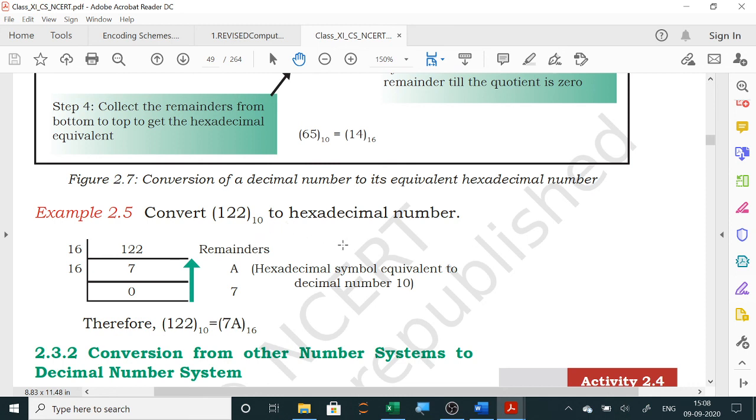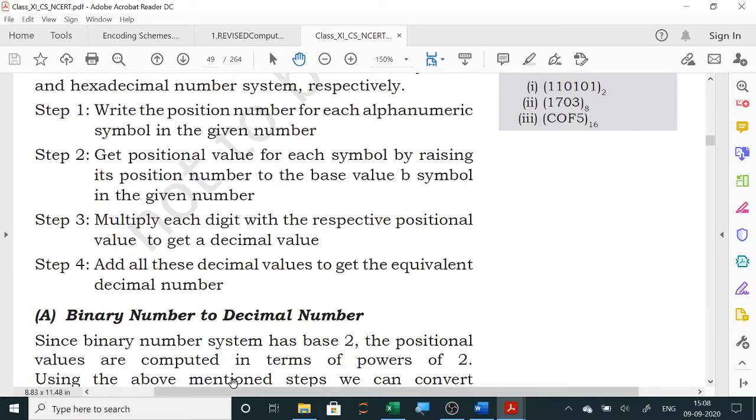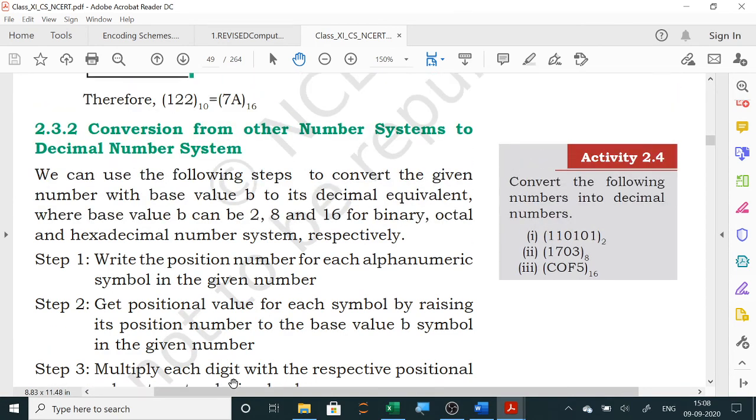Now the next topic is from any other number system to the decimal number system. In the next video we will solve this, that is, conversion from other number systems to the decimal number system.